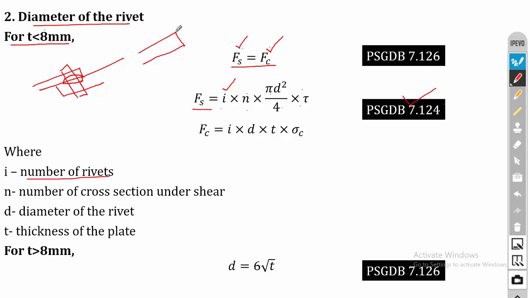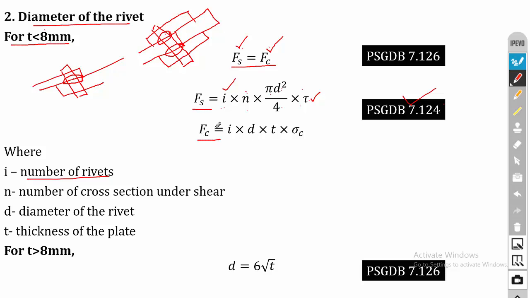For example, if you have a butt joint and you have two cover plates, remember, assume that you have two cover plates. So this is your single rivet. So here you can see that, 1 and 2, there is a possibility for two regions under shear. Okay, so in case of double cover, the number of sections is 2. So it is based on the given problem. And I is the number of rivets. It will be given in the problem. Then here D is the diameter of the rivet, and tau is the shear stress of the rivet material. It will be directly given in the problem.